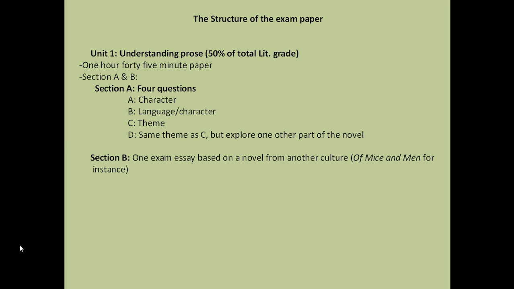Section B of the exam is just one essay. You have a choice of 2 questions, and that'll be your other novel from another culture, which is more likely going to be Of Mice and Men, for instance.